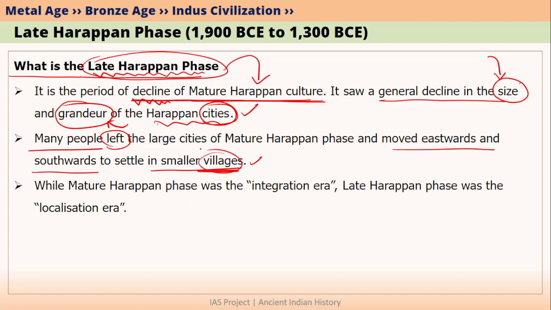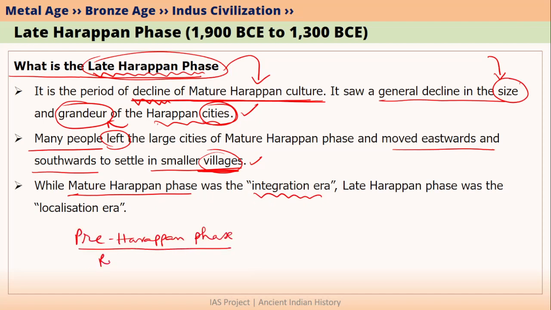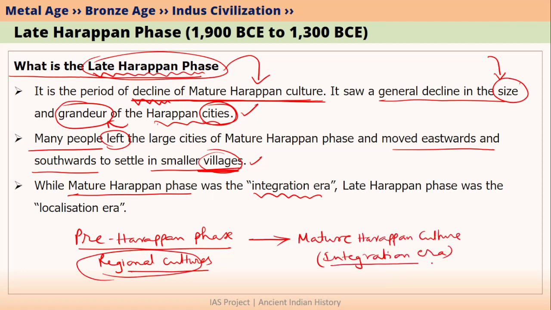When we talked about mature Harappan phase in our videos, we called it as an integration era. Why did we say that? Because in pre-Harappan phase, there were many regional cultures. We have already talked about regional cultures like Amri Nal culture, Damsadat culture, Hakra river sites and all these. So what mature Harappan phase did was, it integrated all these regional cultures into a single mature Harappan culture. That is why we called mature Harappan culture as integration era.